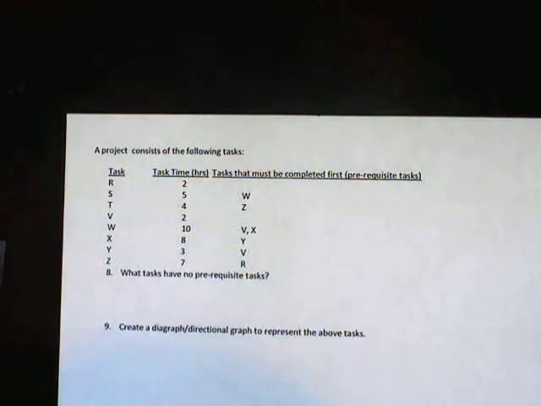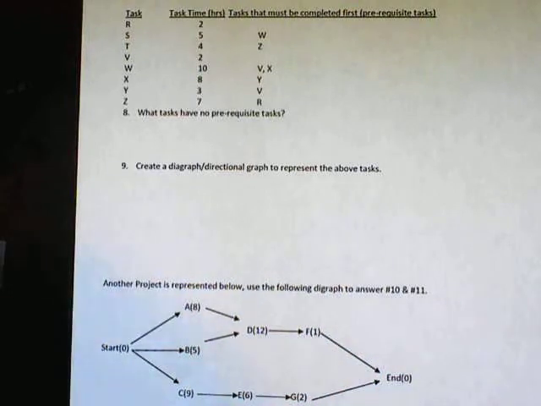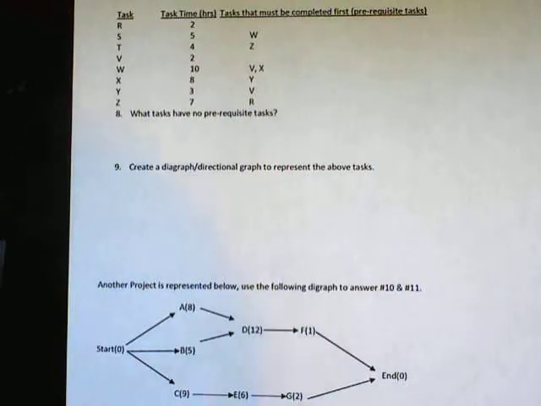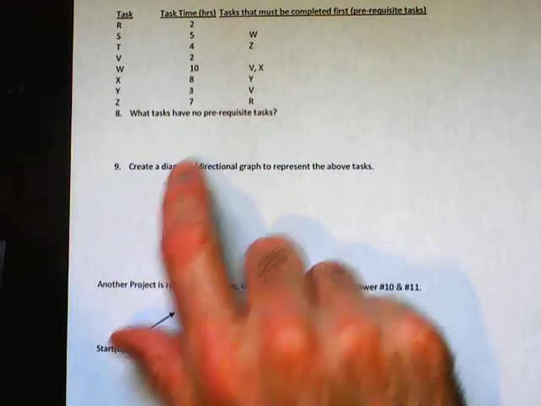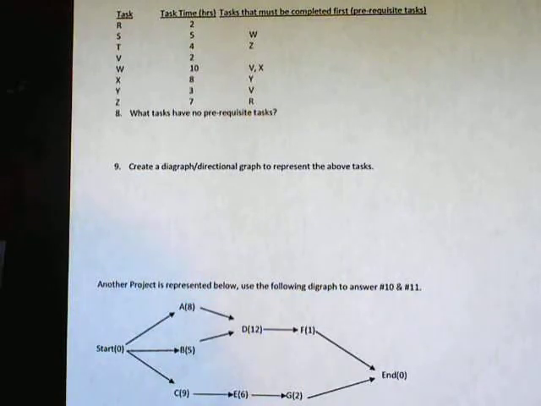I'm going to go ahead and show you that last page. And in this last page, I would like to make sure that we understand what it takes to take a table like this and to put it into a digraph. And one of the first things you have to ask yourself, that's why I put it at number 8, is which ones have no prerequisite tasks?